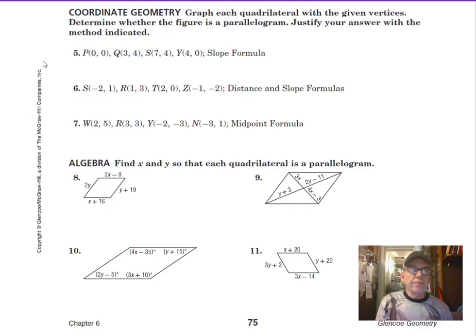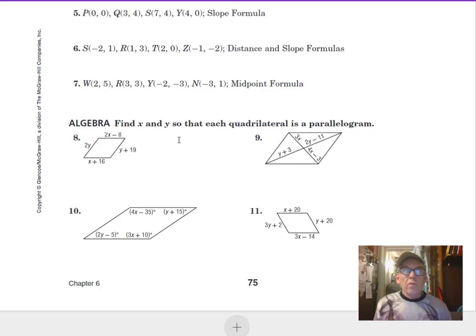Looking at number 8. Find x and y so each quadrilateral is a parallelogram. Opposite sides need to be congruent. So 2x minus 8 has to equal x plus 16. Take away x and add 8 to both sides. X is going to be 24. Just make this a 40, and this is going to be a 40.